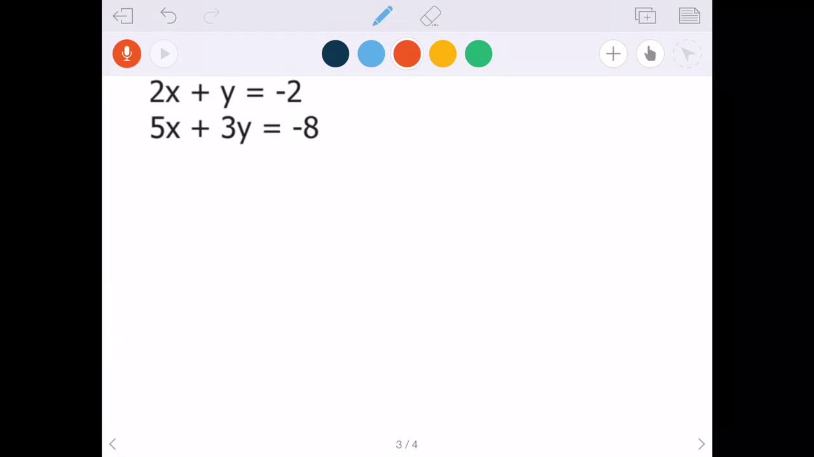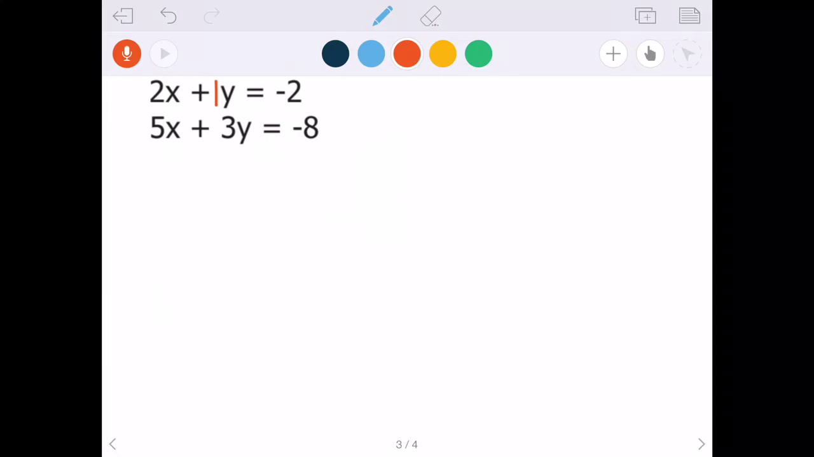None of those are matching coefficients. The 2x and the 5x, 2 and 5 are not matching. This y has a coefficient of 1. 1 and 3 are not matching. So what we're going to need to do, I think it'd be easiest to eliminate the y.